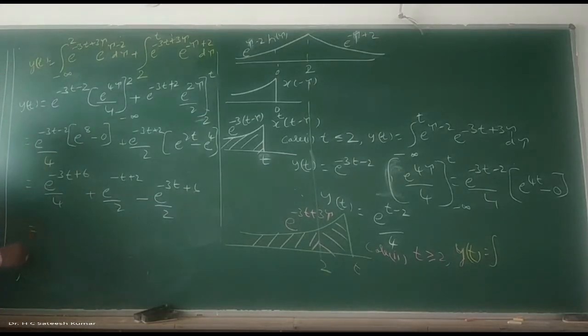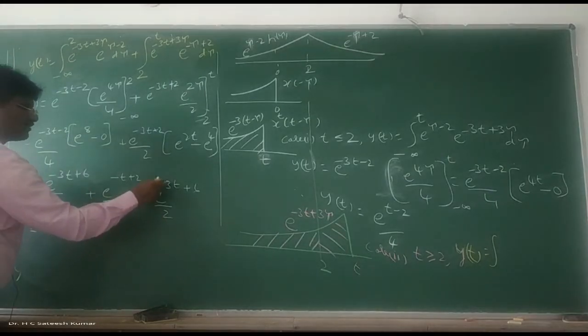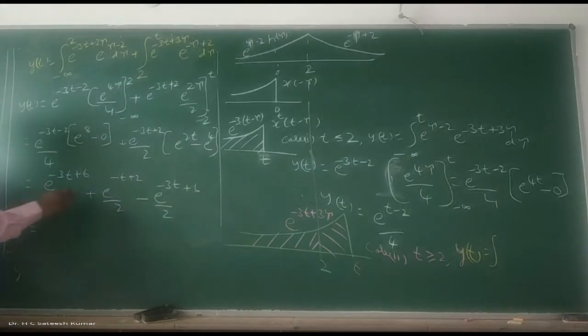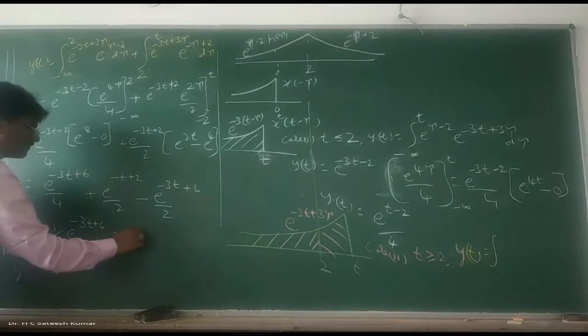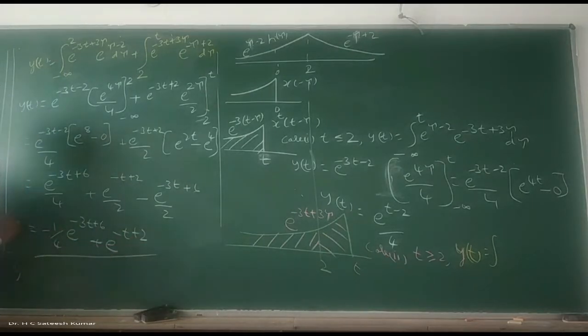Okay, first term and last term are same. Therefore, you can write it as 1 by 4 e to the power of minus 3t plus 2, plus 4 minus 1 by 2 e to the power of minus 3t plus 6. Therefore, minus of plus 1 by 4 is nothing but minus of 1 by 4. Minus 1 by 4 e to the power of minus 3t plus 6 plus e to the power of minus t plus 2. That's how we should do it.